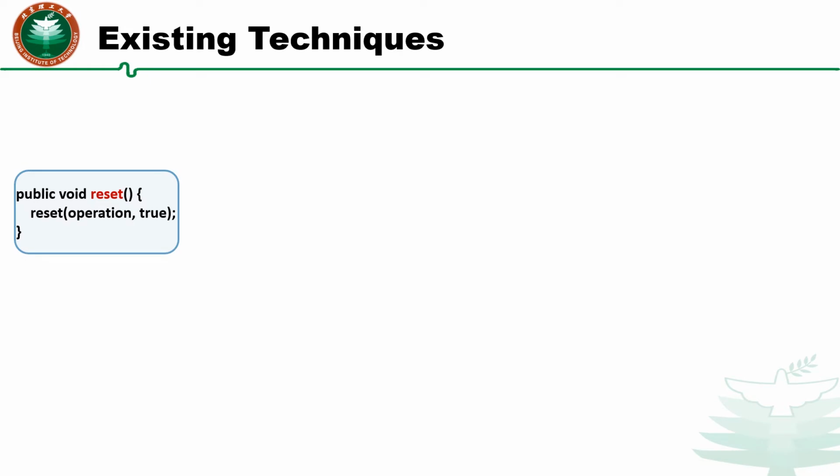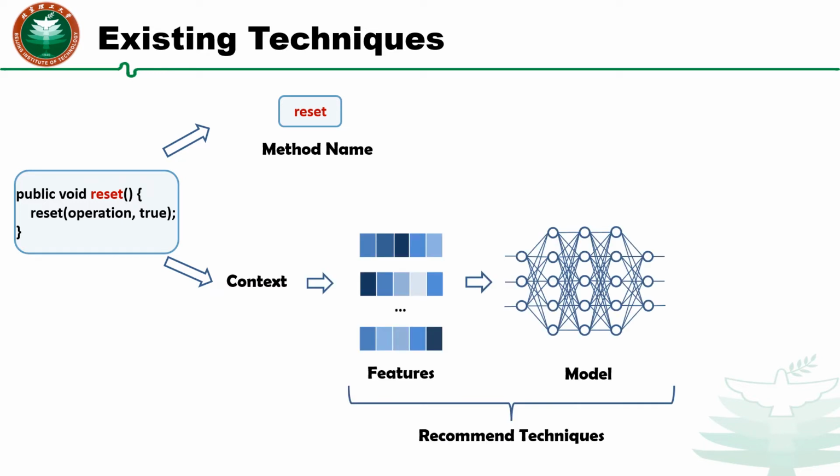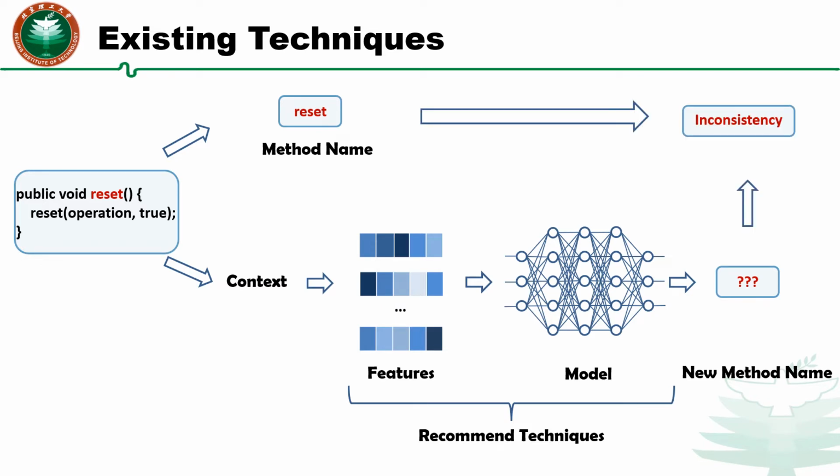In order to identify inconsistent method names, they first parse a method into two parts, the method name and the method context. The context includes method body and the other information like the type of parameters or return values. Then they recommend a new method name based on the method context, leveraging neural network, and then they compare the new method name with the original method name to check whether this method name is consistent with its associated method body.